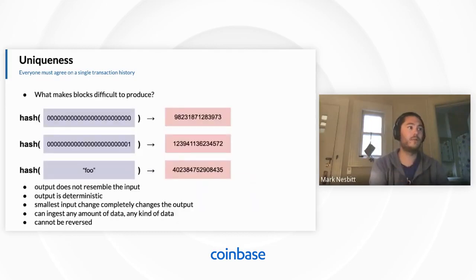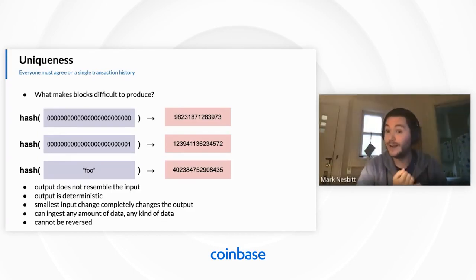Let's talk about what makes blocks difficult to produce, and introduce a concept called a hash function. A hash function has a lot of different properties, but it has an input and an output, like any function. The output does not resemble the input. It's pseudo-random. But the output is deterministic.